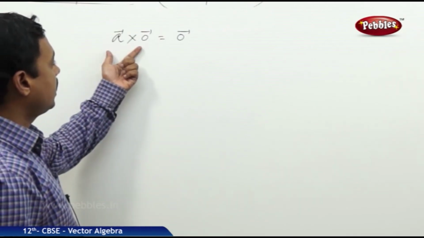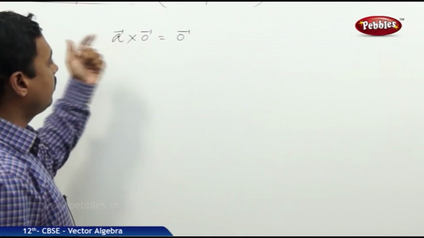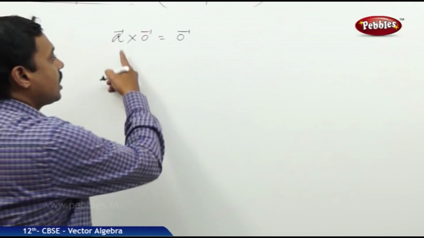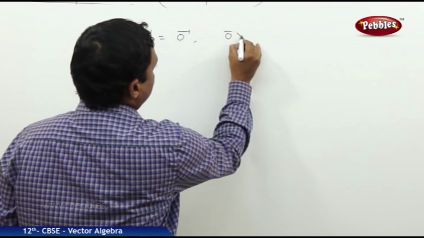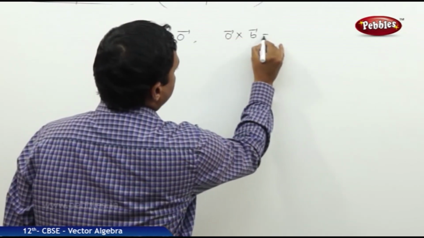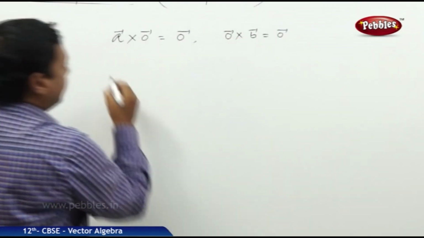If B bar is a null vector or A bar is a null vector, then the cross product is always 0 bar. 0 bar cross B bar is also 0 bar, the null vector.